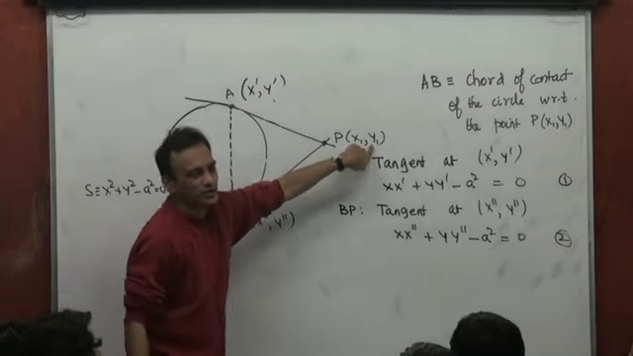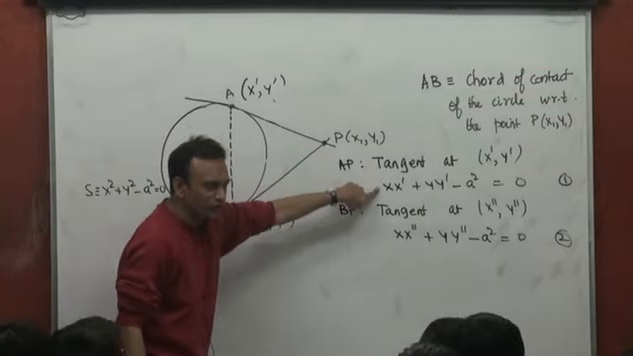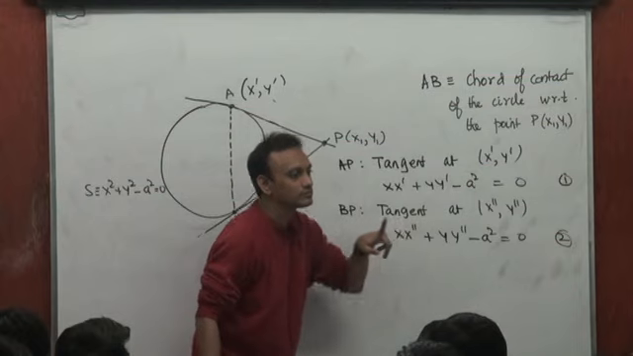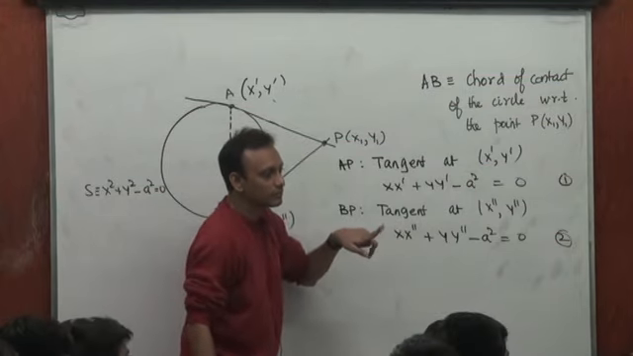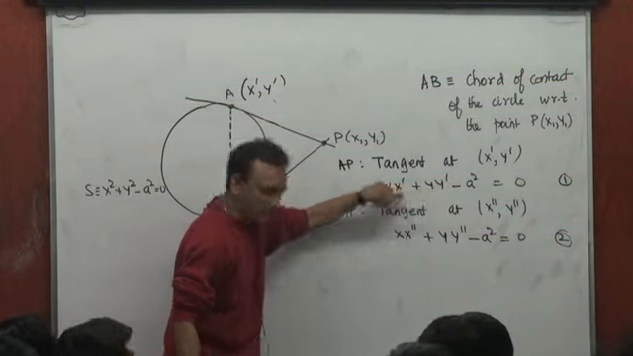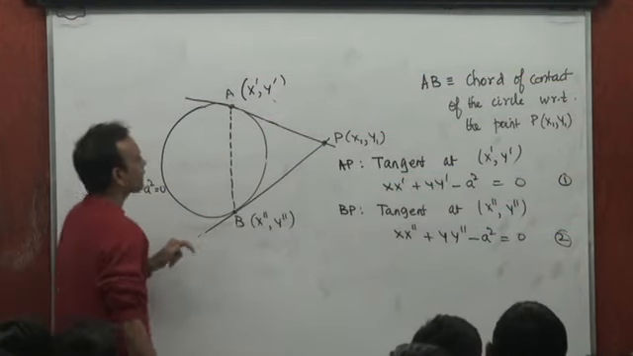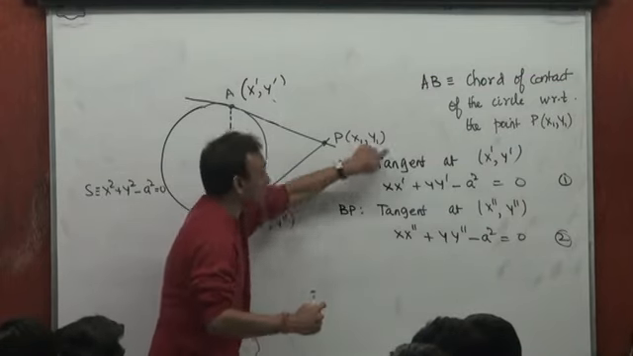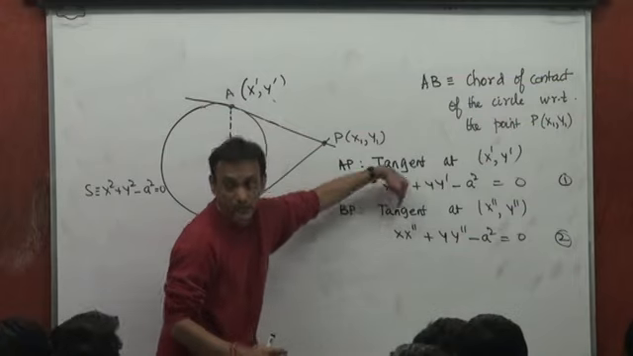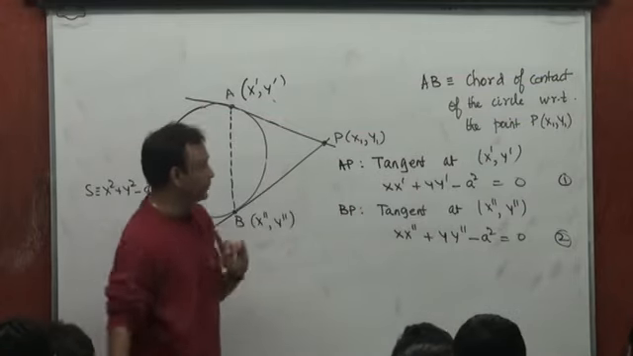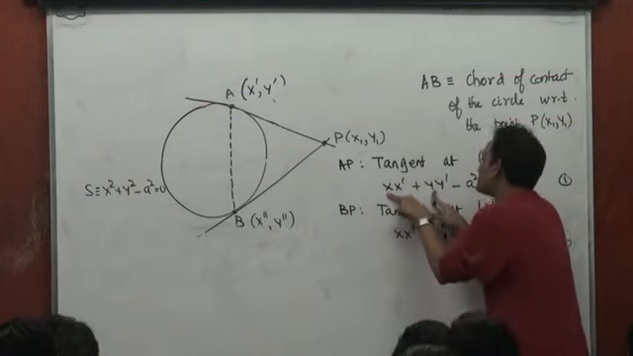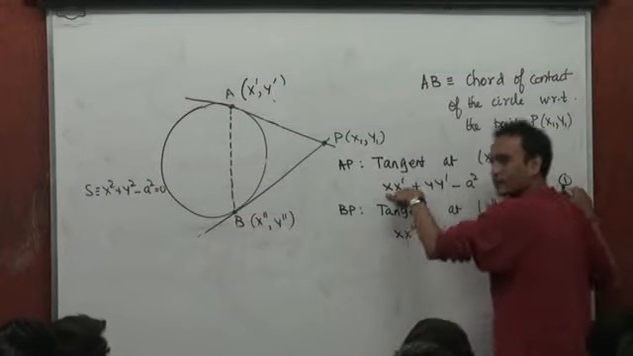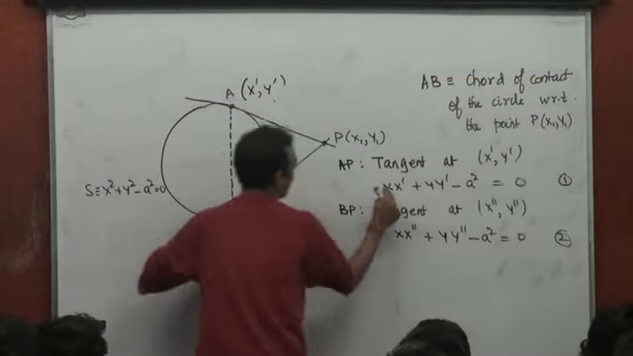Now, AP passes through the point x1, y1, isn't it? This is the equation of AP. That means any point x, y on AP will satisfy this equation. So x1, y1 is one of the x, y's on AP. So x1, y1 will satisfy this equation, yes or no? If you replace x by x1 and y by y1, then this equation would be satisfied. Are you there with me? So x1, y1 satisfies this equation.